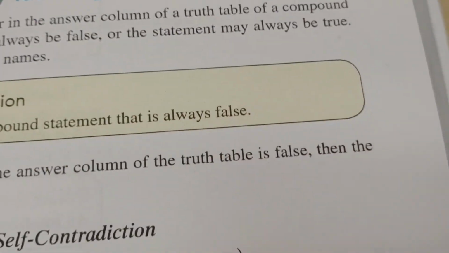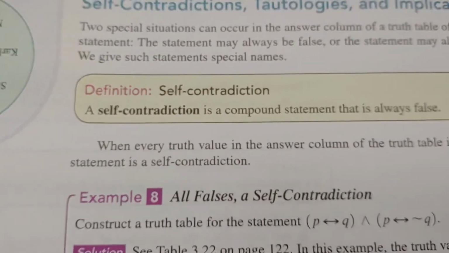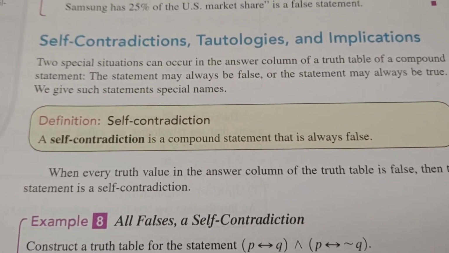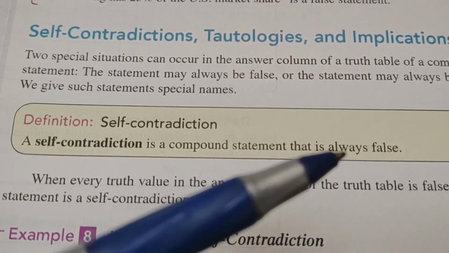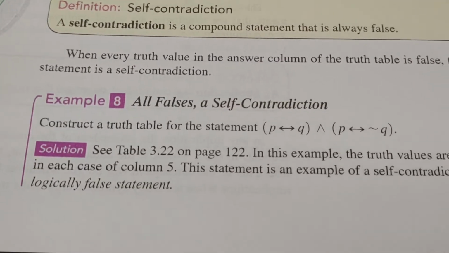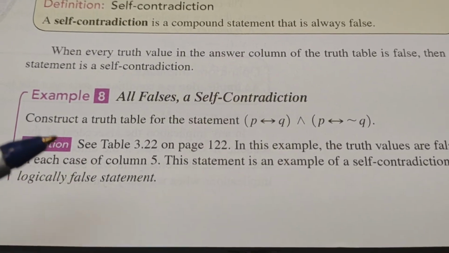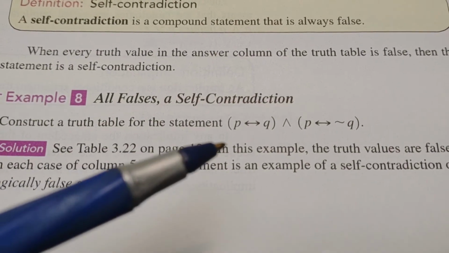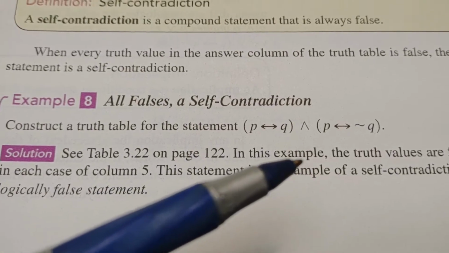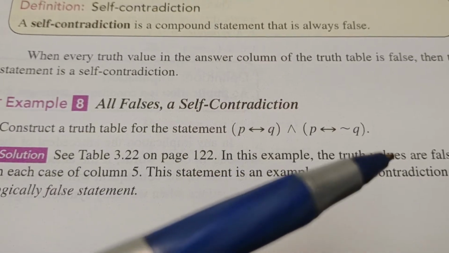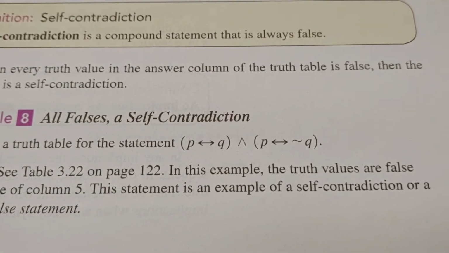If we come over here, we have a couple of different terms that we need to look at. First term is self-contradiction. A self-contradiction is a compound statement that is always false. Here's an example. It says construct a truth table for the statement P biconditional Q and P biconditional negated Q.